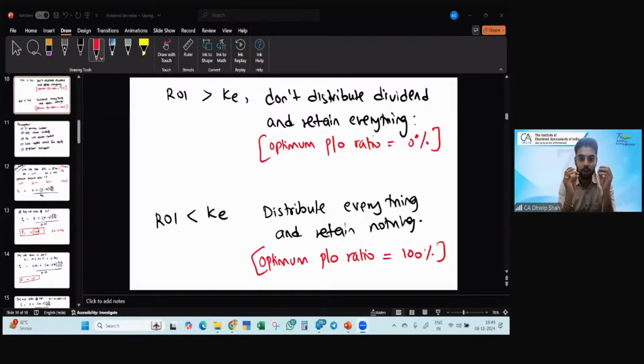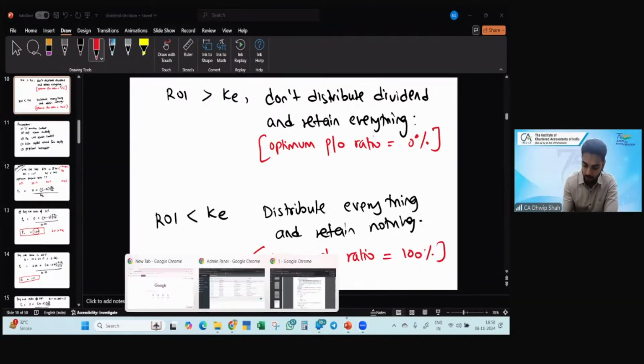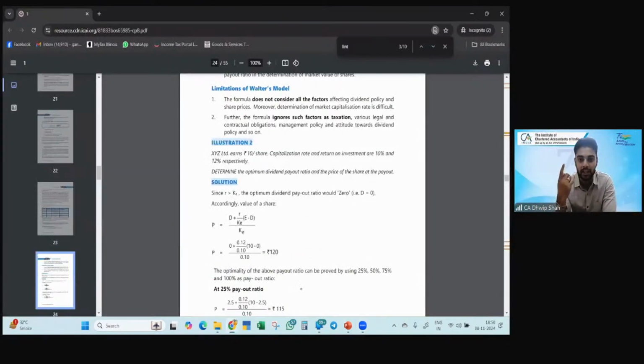The point here to explain was when ROI is greater than KE, optimum payout ratio is 0%. Because company has more productivity, company has more earning capacity than the equity owners. Understood? So in this question, in module, they have just asked about the optimum payout ratio. But I wanted to give you better clarity of what I have explained about Walter.